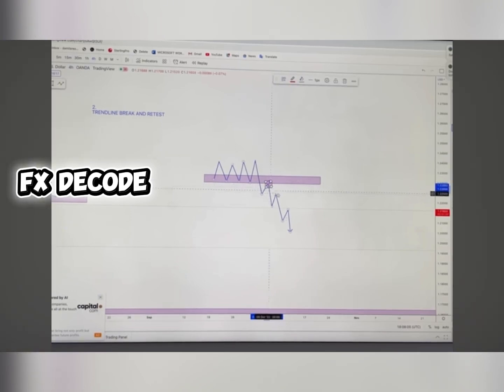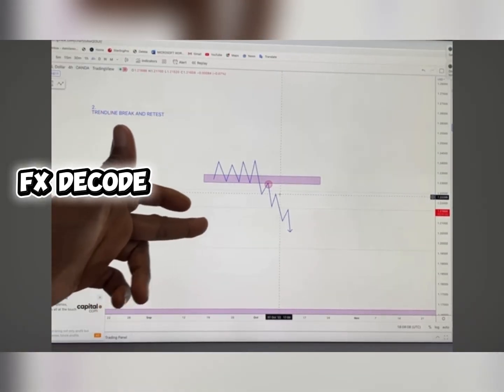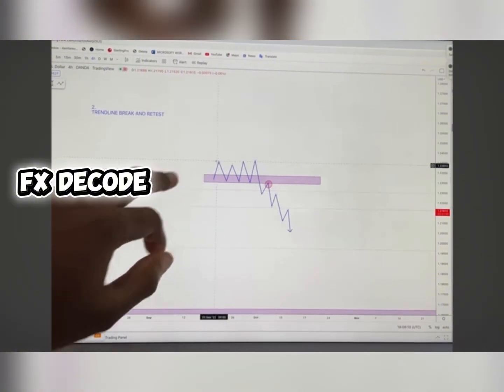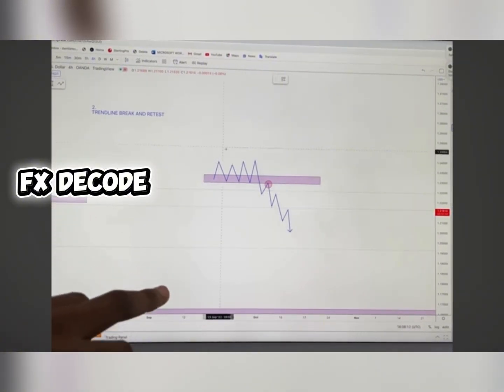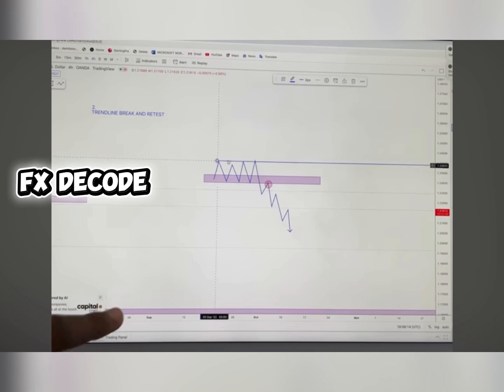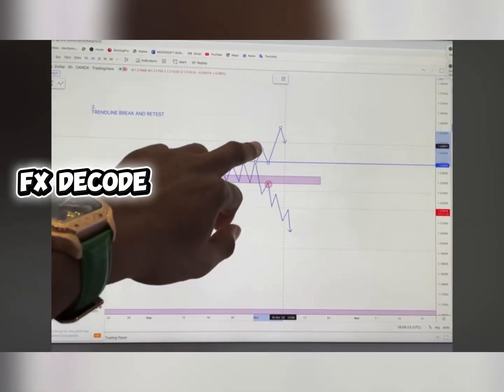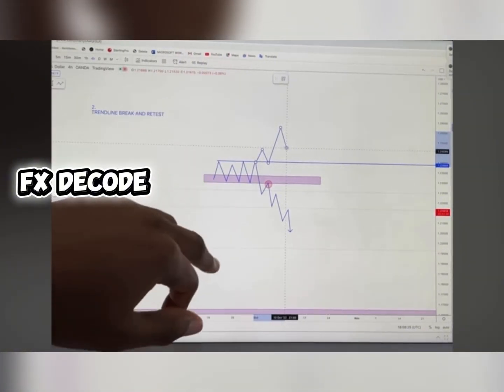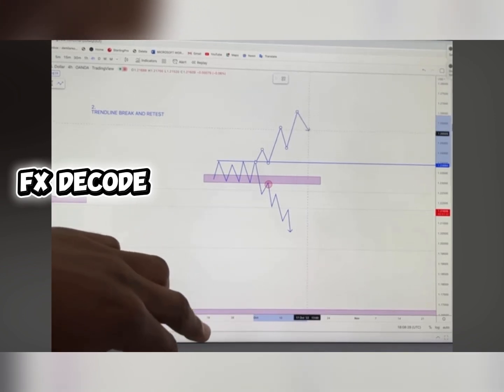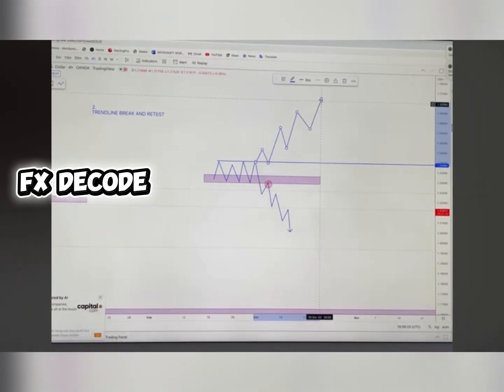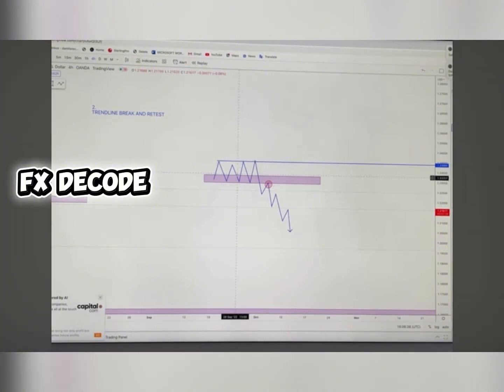Same thing happens for the resistance as well, the opposite way. Let's say this is the resistance, right here. If the market has broken to the upper side, a break of the resistance, then pulls down, the market has to take out this high for the market to continue going up. Then you can have a trending bullish break and retest, right? Simple as ABC. So let's get on the main chart and see an example of each of these.